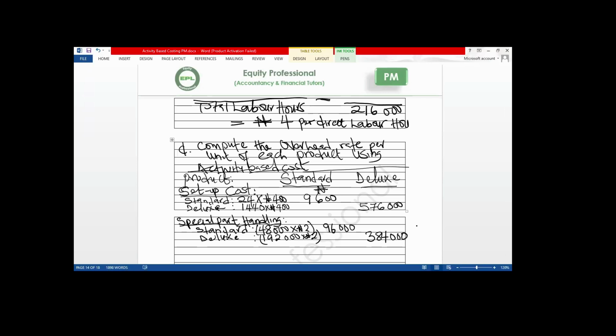Yes. Can you see it? Now you have been able to share the setup. You have been able to share the special parts handling cost between standard products and dealers products. You move to the third one.